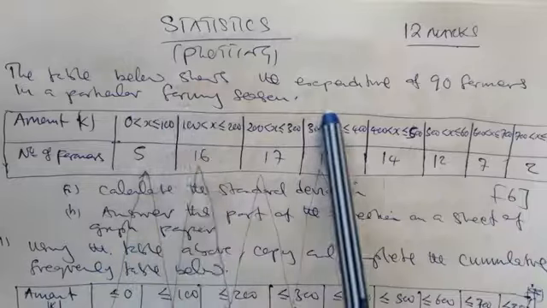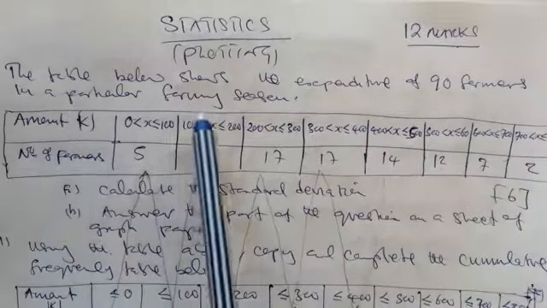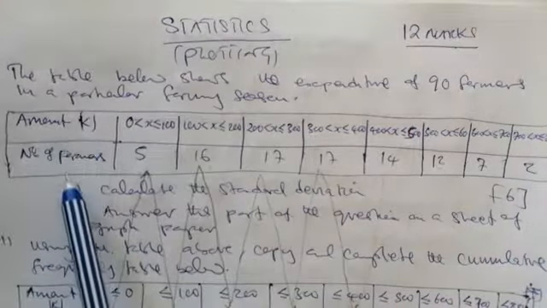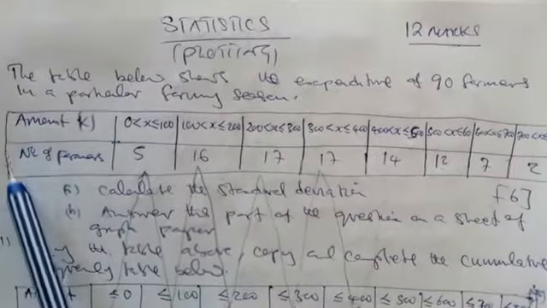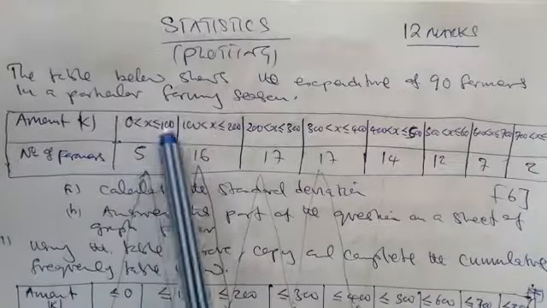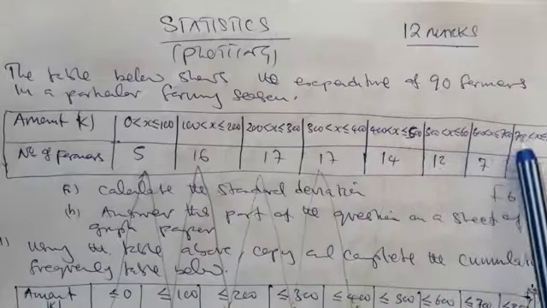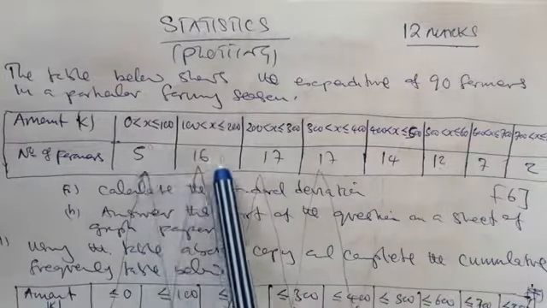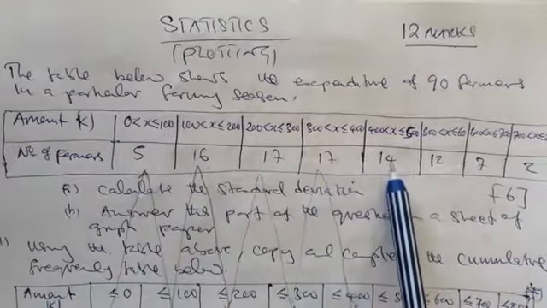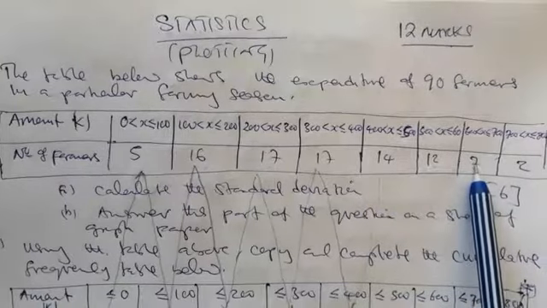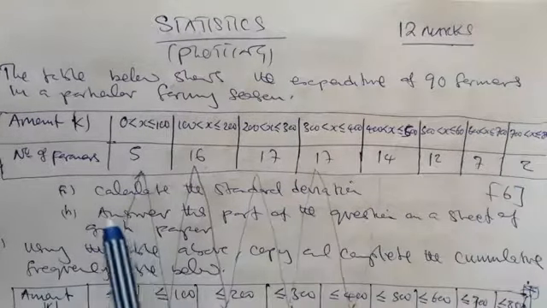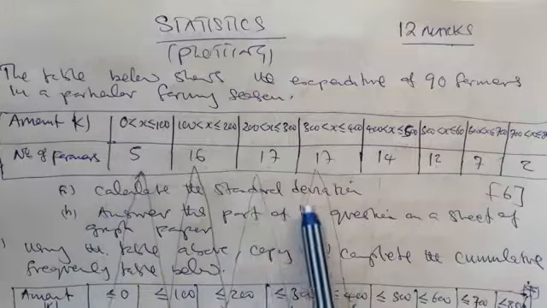So the table below shows the expenditure of farmers in a particular farming season: amount, then number of farmers. This is X, this is your Y. These are limits which have been calculated for you. So we have 5, 16, 17, 17, 14, 12, 7 and 2. The first question, A, is to calculate the standard deviation.